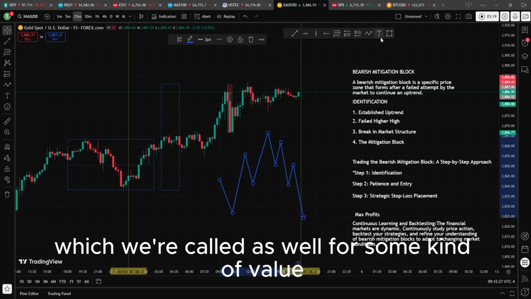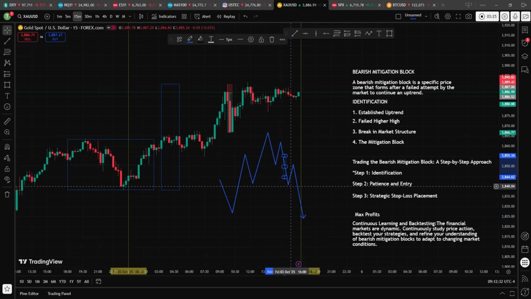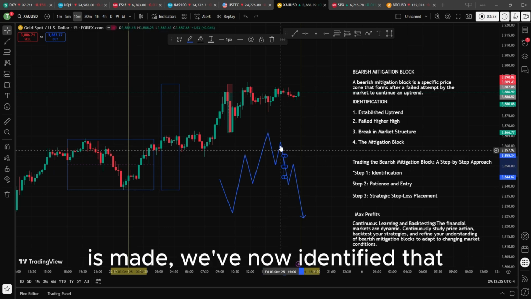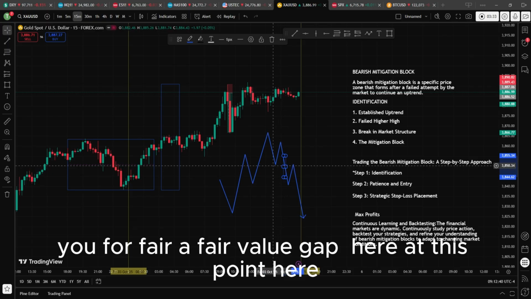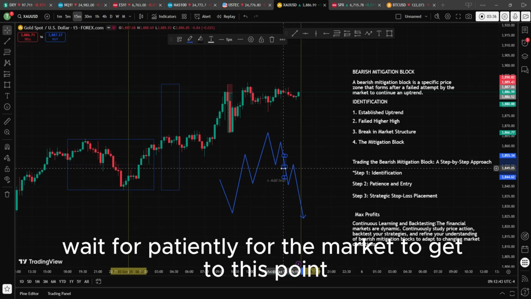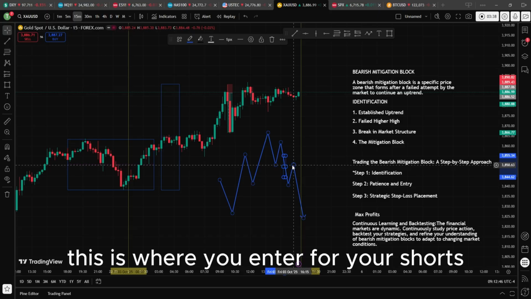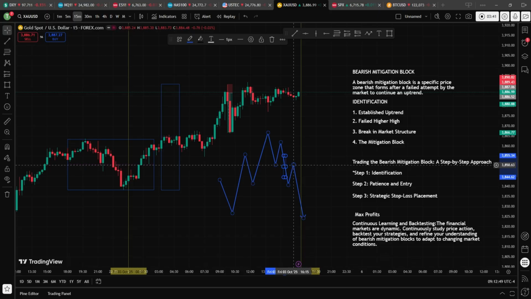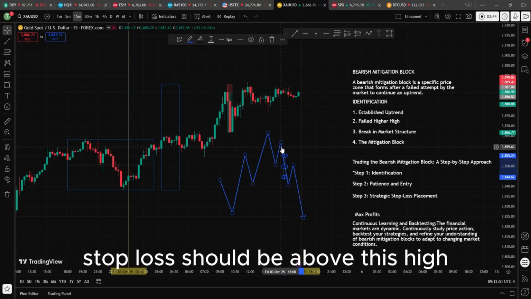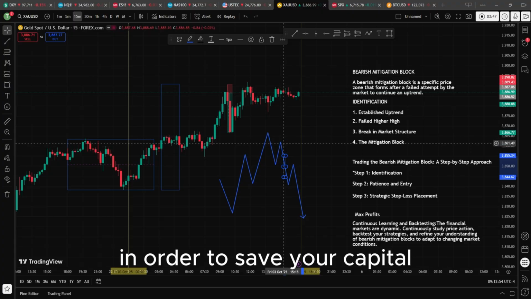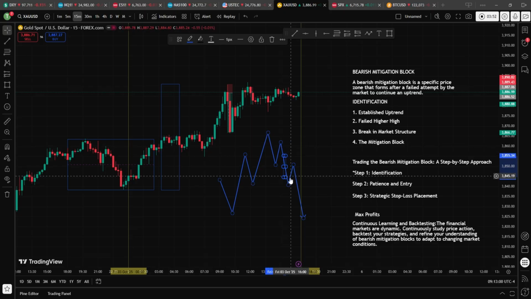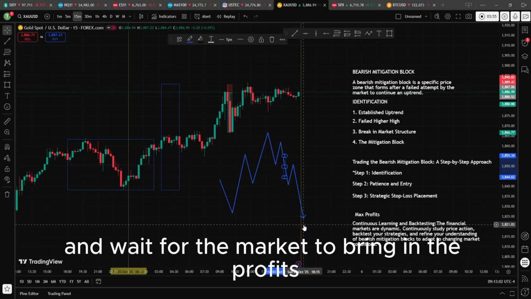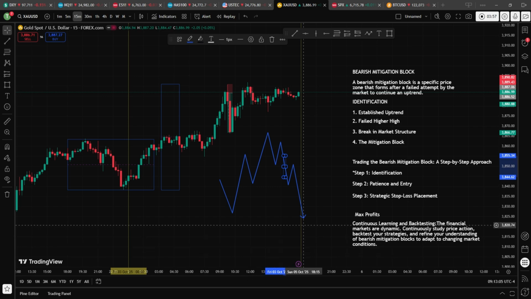We should also watch out for some kind of fair value gap around here. Once that impulsive move downward is made, if we want to identify that this is the failure to make a higher high, look for a fair value gap here. Wait patiently for the market to get to this point. This is where we enter for shorts. The stop loss should be above this high in order to save your capital. Strategically, you place your stop loss here. Then wait for the market to bring in the profits.